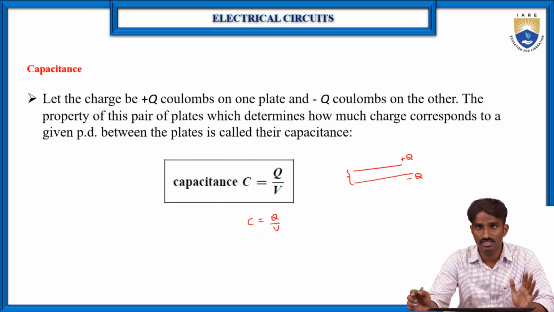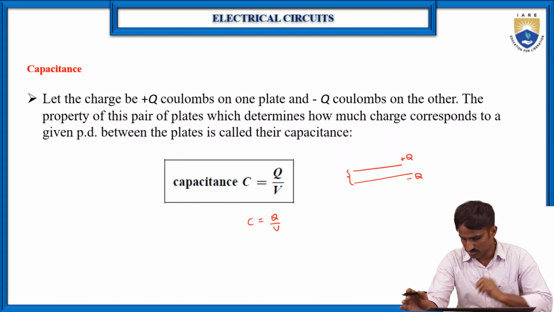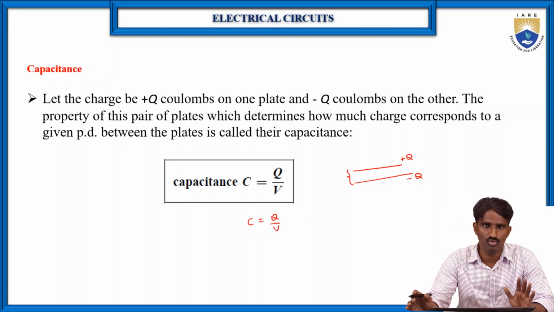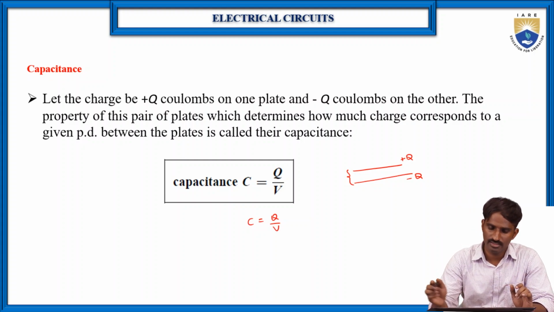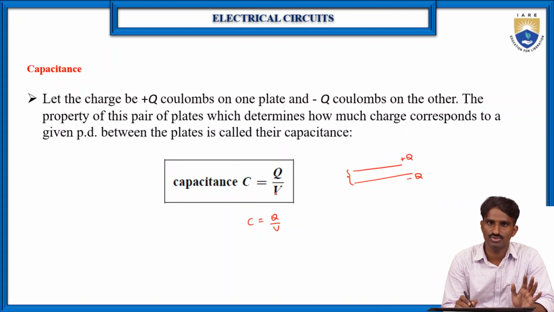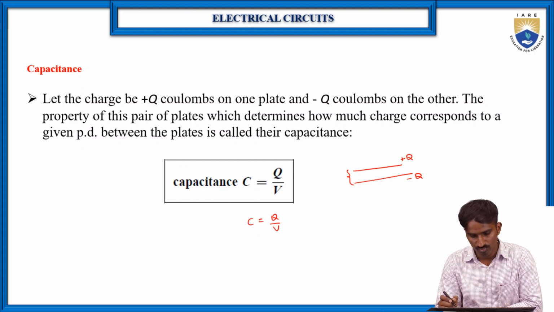Another function of the capacitor is that it opposes the sudden change in the voltage, right? So this is the basic definition of capacitance. From this equation, one more thing we can understand: the capacitance C is directly proportional to the charge of either the positive or the negative plate, and it is inversely proportional to the potential difference between the two plates.